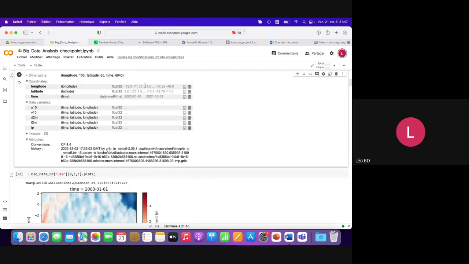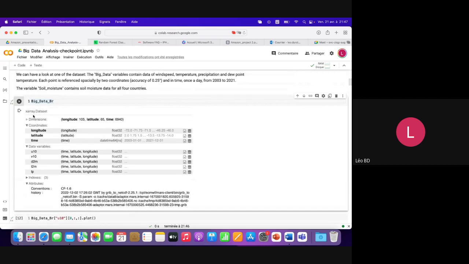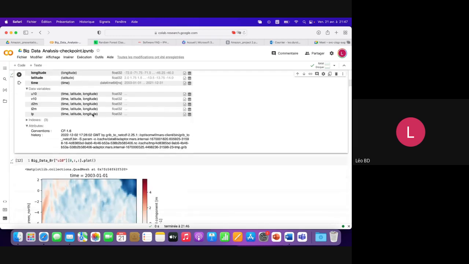For each of these points in time and in space, we have information about wind speed in the U direction and in the V direction. We have data about temperature, precipitation, and dew point temperature. We could choose to add more parameters if we want to study other things, but in this data set, that's what we considered.